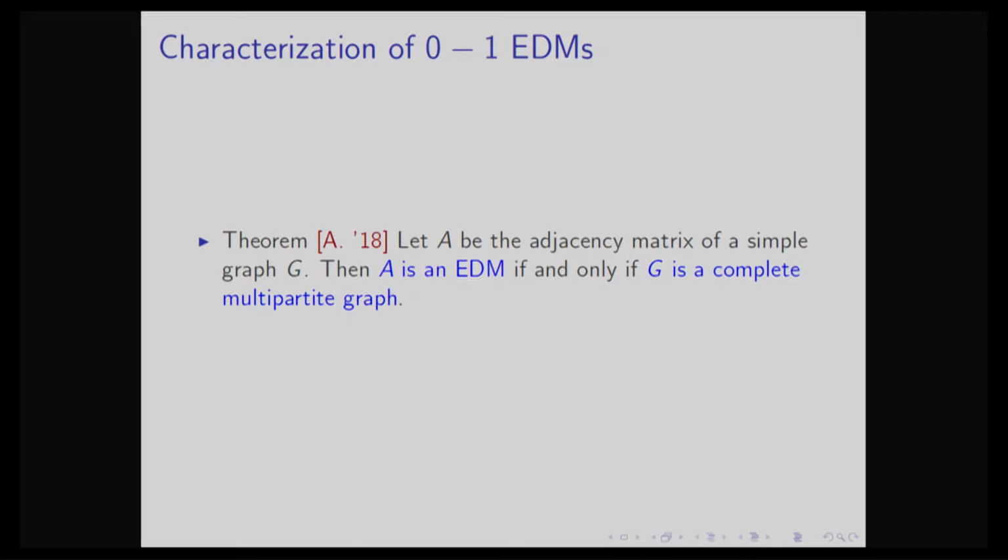Yes? The adjacency matrix is 0, 1? Yes, the adjacency matrix of a graph is a matrix which has 0, 1 entries. And because the graph is simple, there are no loops, so all the diagonal is 0.